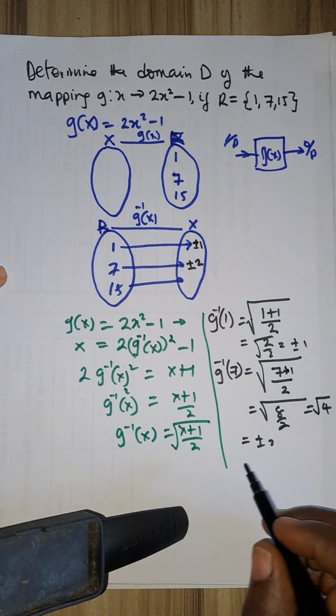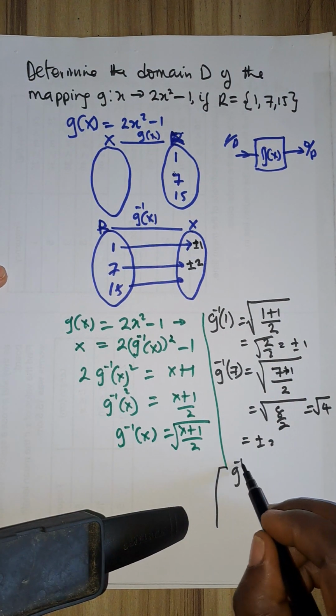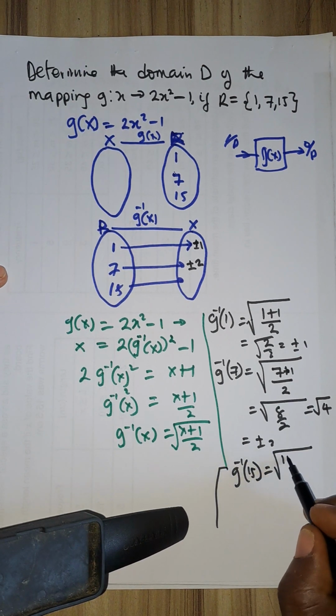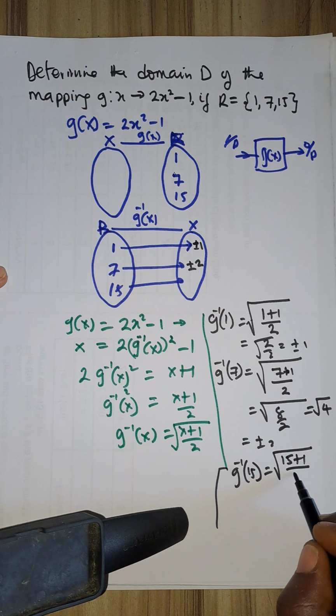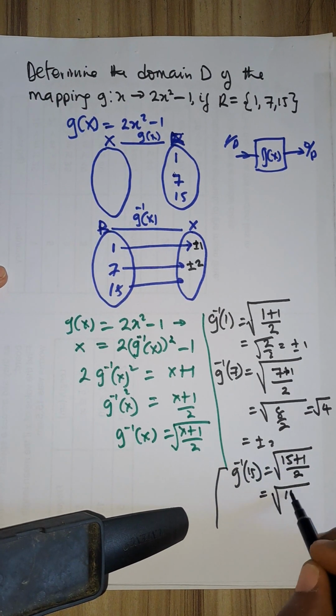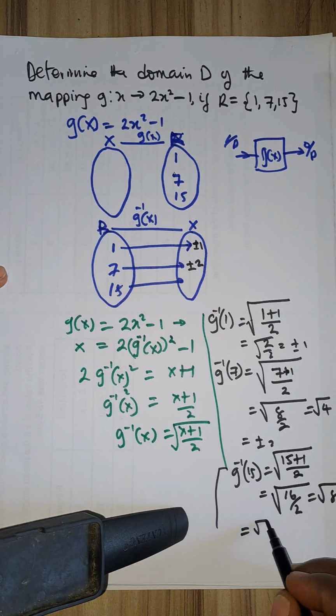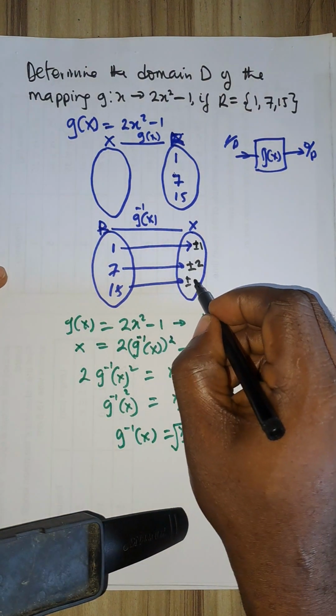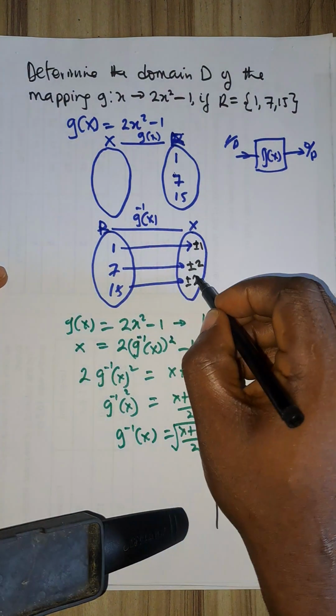Okay? Now 15, we have g inverse of 15, which is 15 plus 1 all over 2. That gives us 16 over 2, which is square root of 8. Square root of 8 is root 4 times root 2, which is plus or minus 2 root 2. So we have plus or minus 2 root 2.